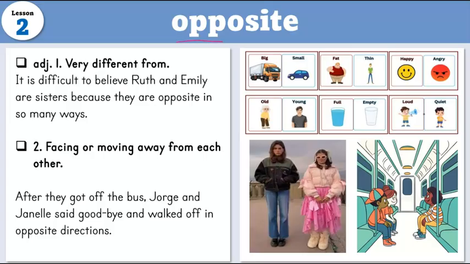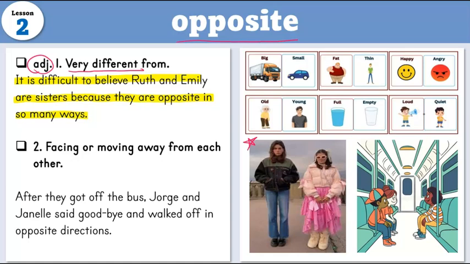Our next word is opposite. Opposite can be used as an adjective and it means very different from. For example, it is difficult to believe Ruth and Emily are sisters because they are opposite in so many ways. So when two people are very different, we can say that they are opposite. Just like in this picture here. You can see these two sisters.